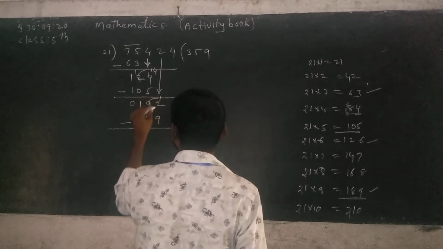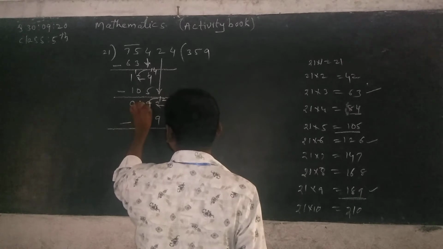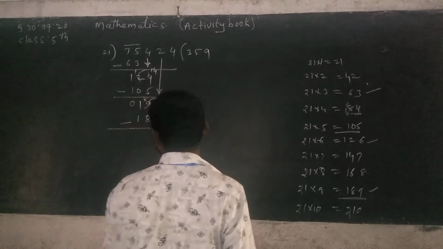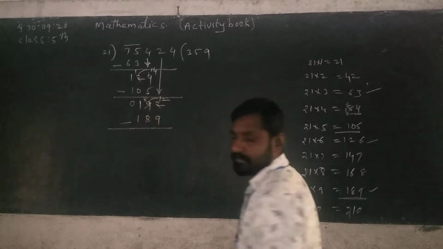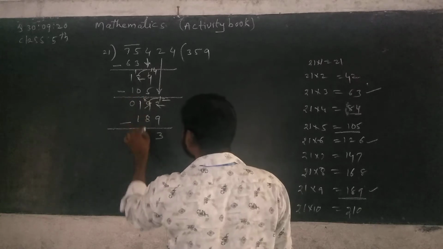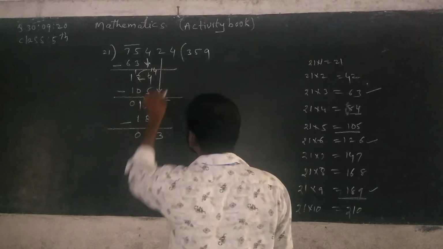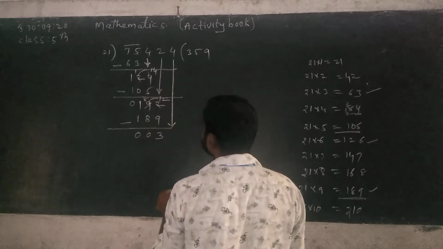Take borrowing from 9. It can give 10, 10 plus 2, 12. So 9 is left as 8. See here, 12 minus 9, 3. 8 minus 8, 0. 1 minus 1, 0. So this is the last digit from the dividend. Bring it down to the remainder.